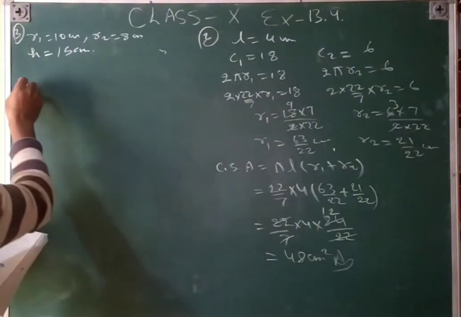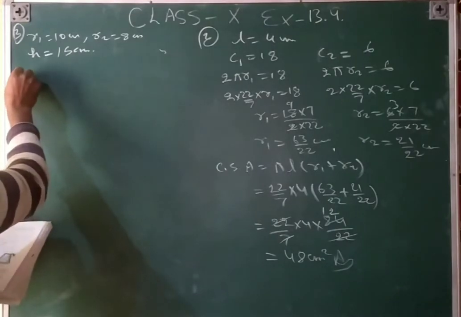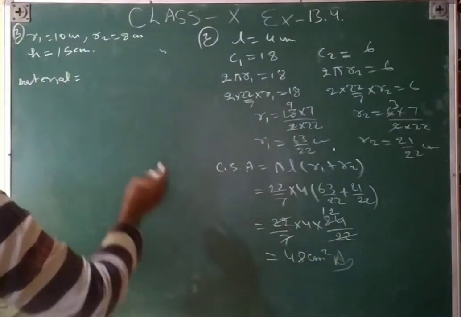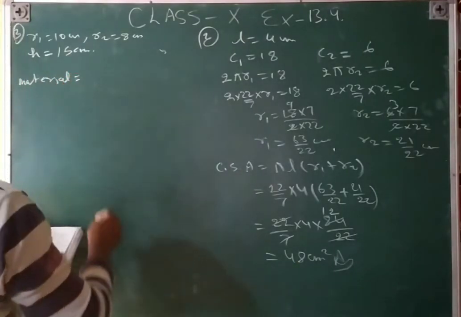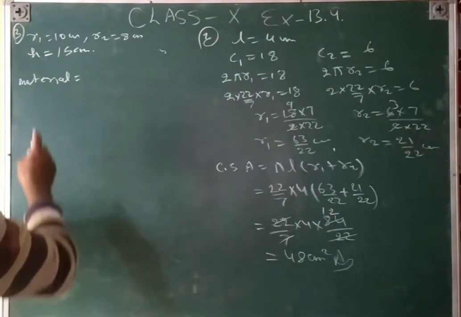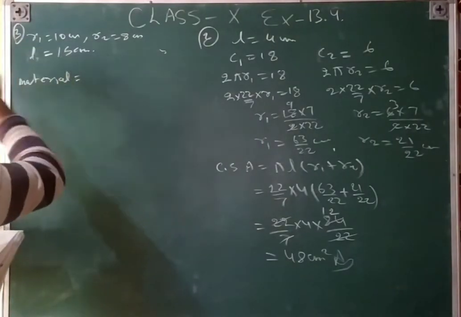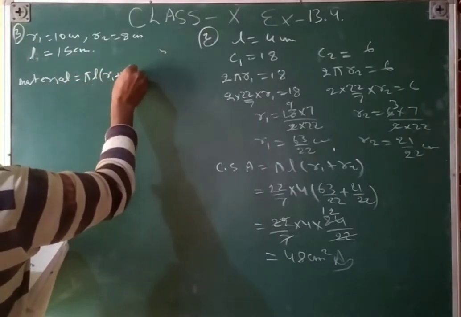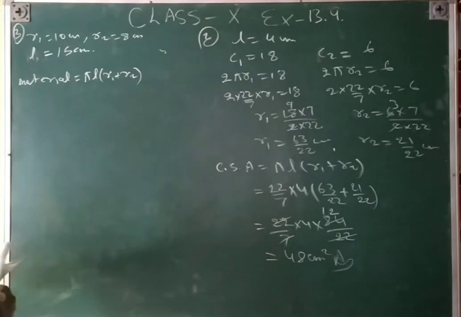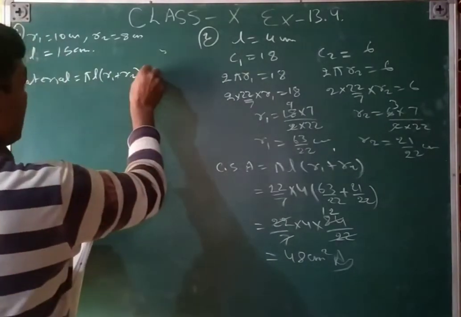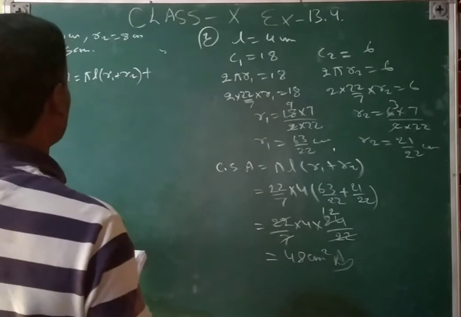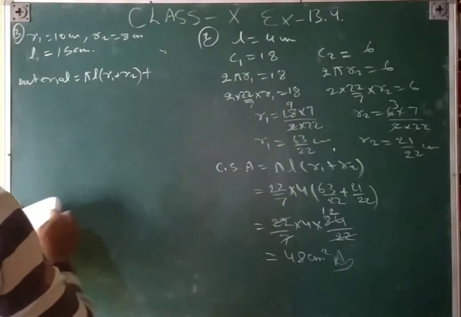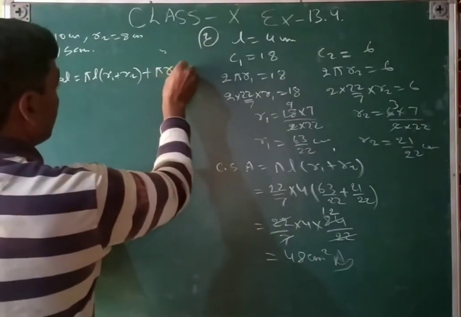So the area of material is equal to the curved surface area of the frustum. L is given there. Sorry, that is not H, that is L. So pi L (R1 plus R2), and then plus, one side is closed also. So the base area also we will apply, that base area is with R2. So pi R2 square.